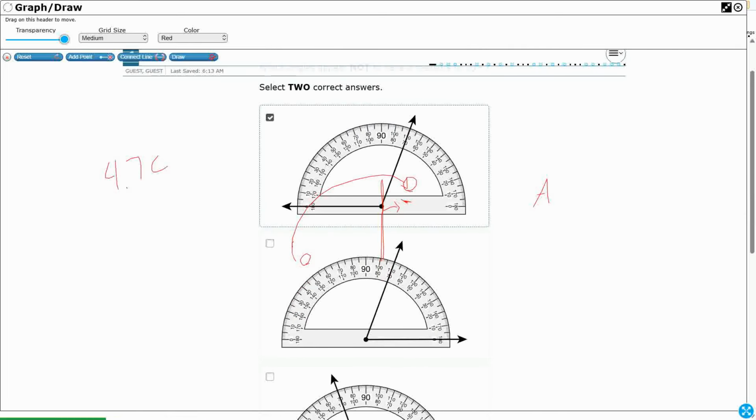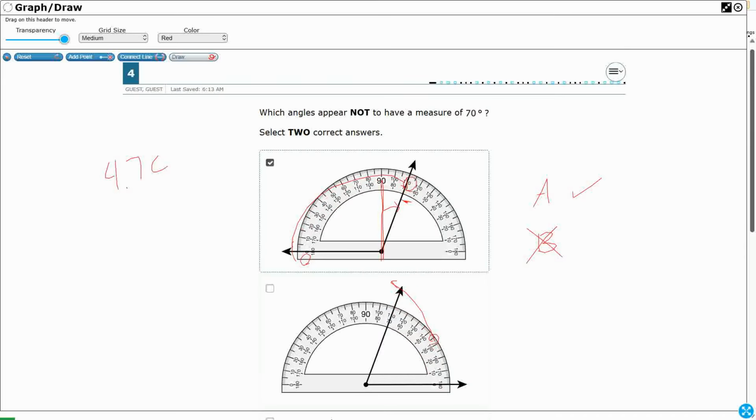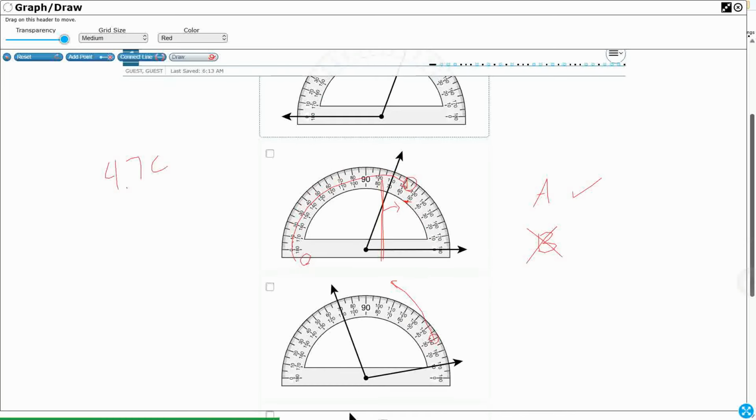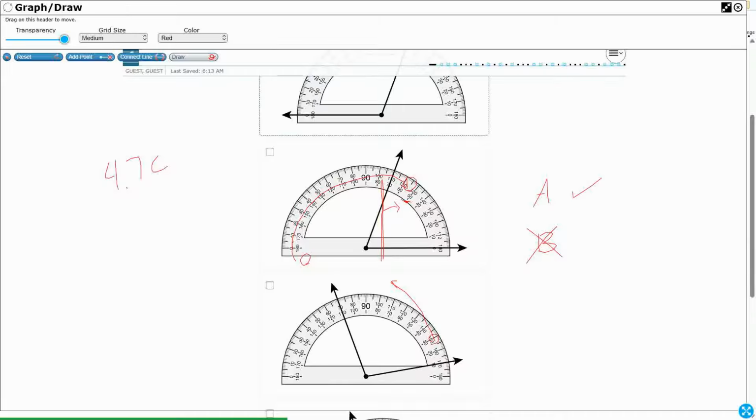Now I'm looking on the inside from 0 and it goes up to 70. That looks good. So B is not it because we're looking for those that do not have 70. All right, let's keep looking. Now, I don't have anything on 0 here. So I'm going to use either inside or outside. I'll use inside here. From 10 up to 110. So 110 minus 10, that's going to be 100 degrees.